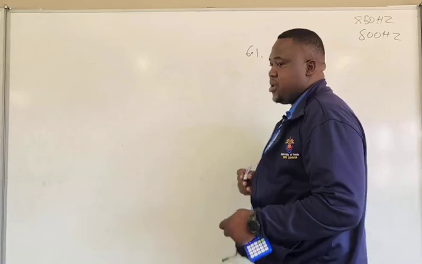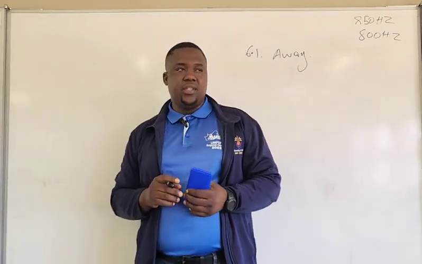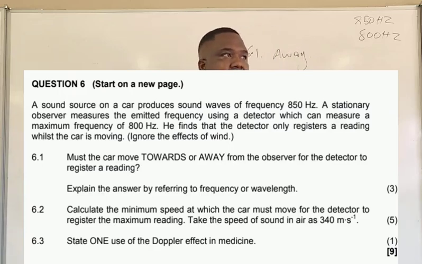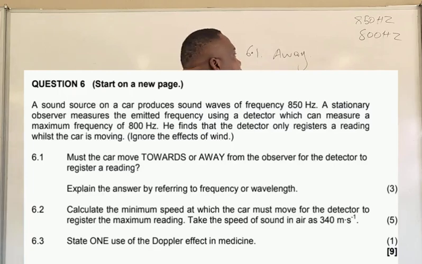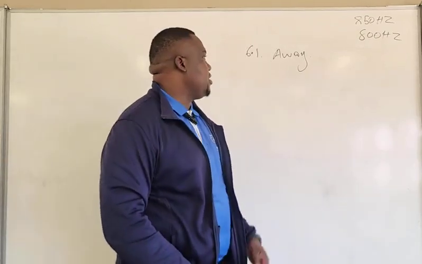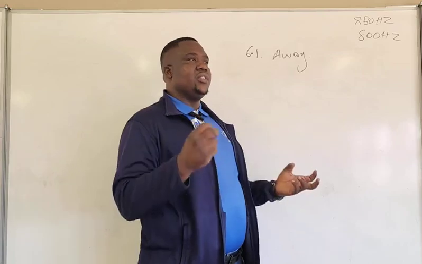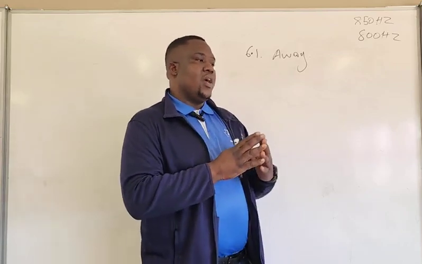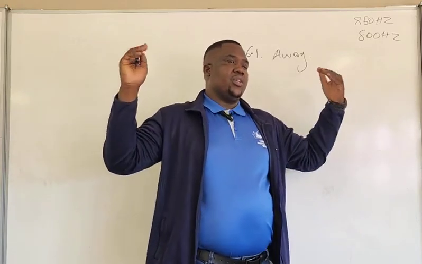The answer is away. But the question says explain your answer by referring to frequency and wavelength. What is happening in the introduction of lesson 1, Doppler's effect? Please make sure that you watch lesson 1, Doppler's effect. In that lesson, we related frequency and wavelength. We know that when the wavelength is longer, the frequency is going to be lower.